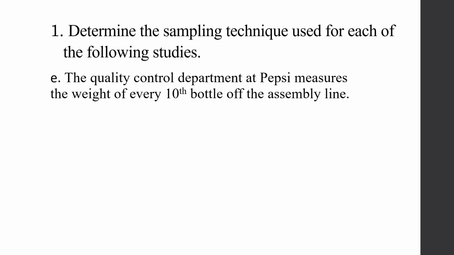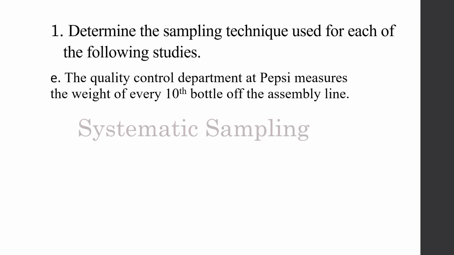And then the quality control department at Pepsi measures the weight of every 10th bottle off the assembly line. That's systematic. Every nth bottle is being selected, every 10th specifically in this situation.